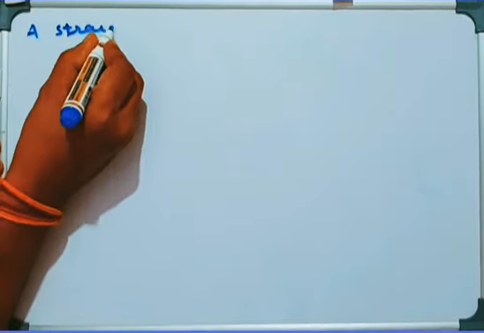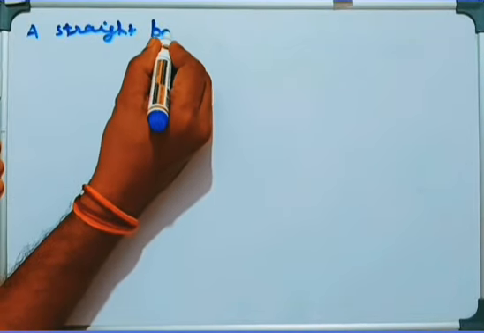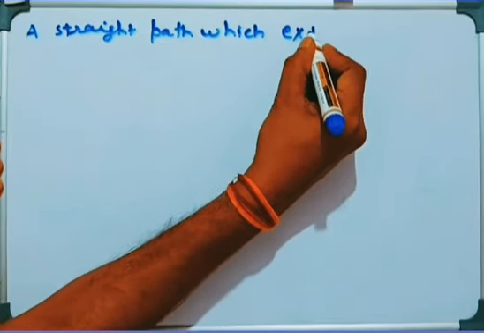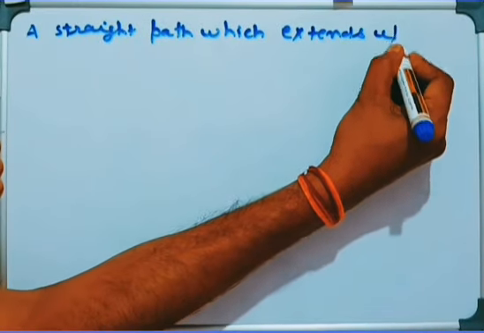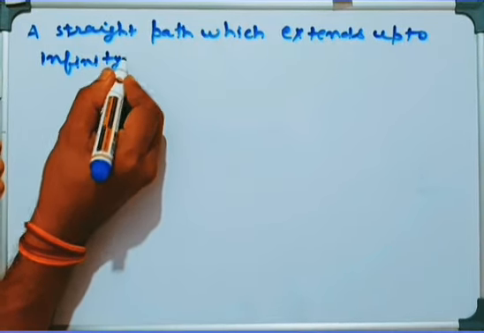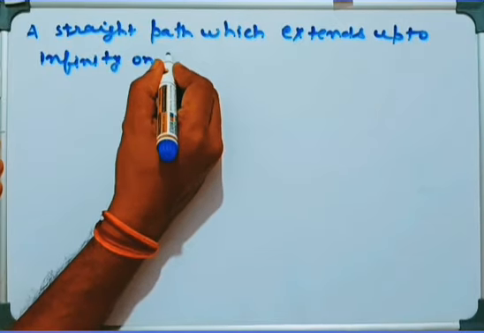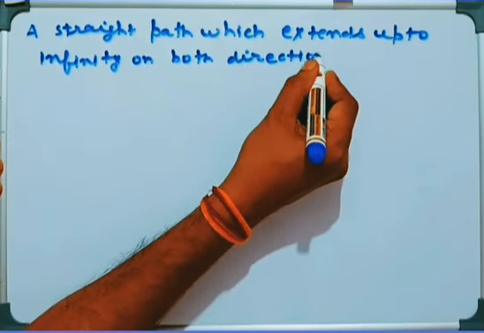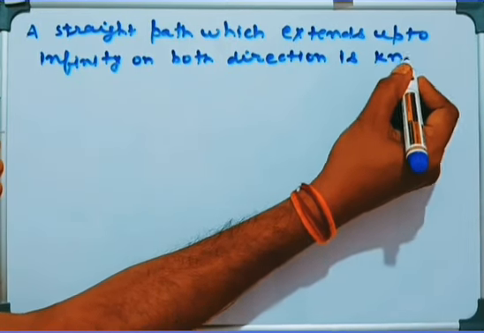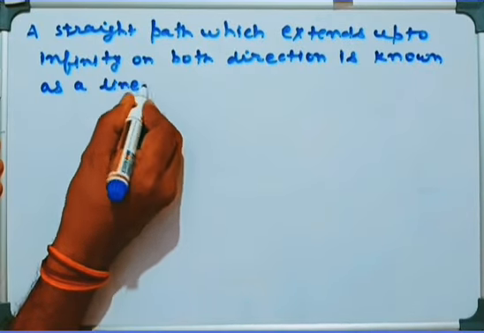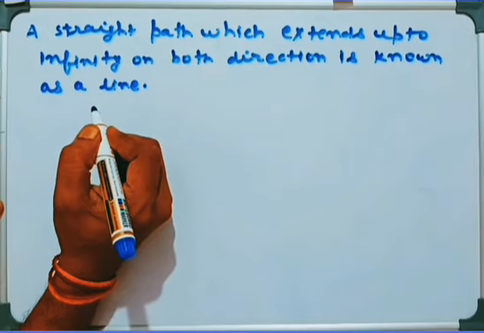A straight path which extends up to infinity on both directions is known as a line. Now we shall see properties of line.